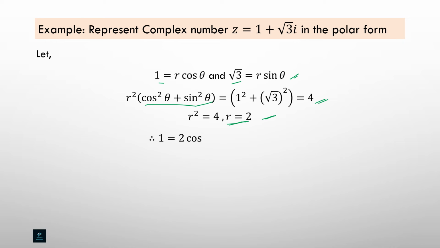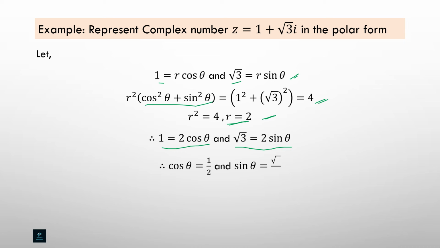Now we can write the real component as 1 equals 2 cos theta and the imaginary component as root 3 equals 2 sin theta. From these two we get cos theta as 1 by 2 and sin theta as root 3 by 2. Both these equations give the value of theta as pi by 3.